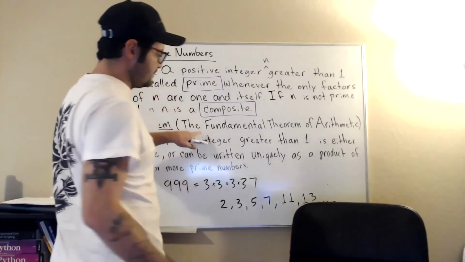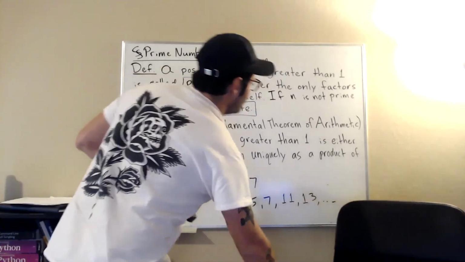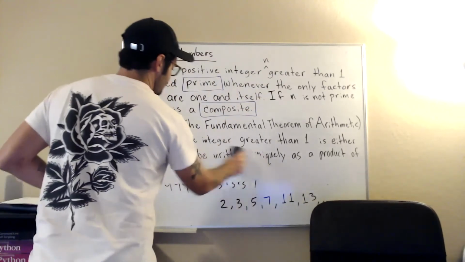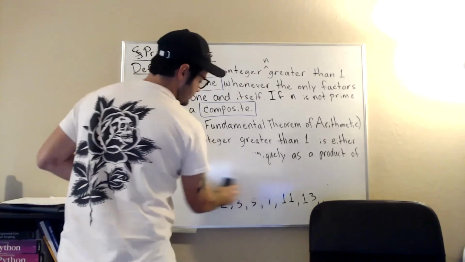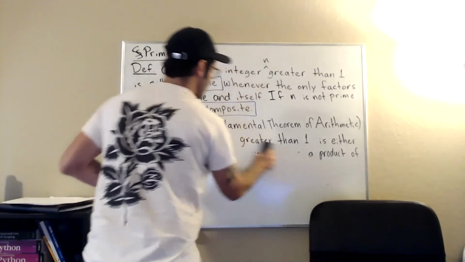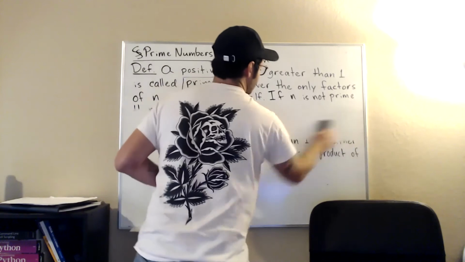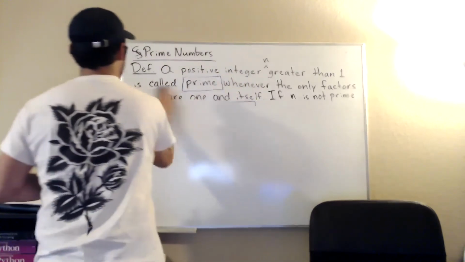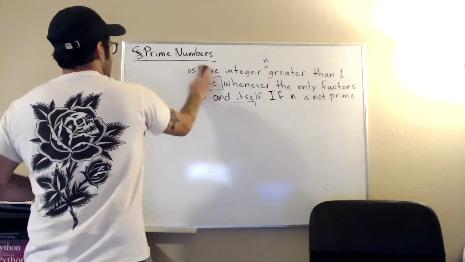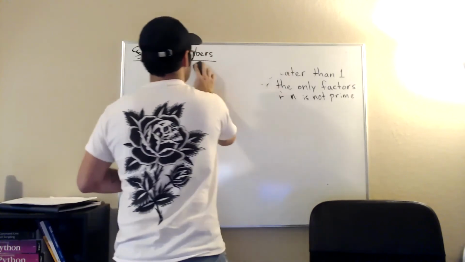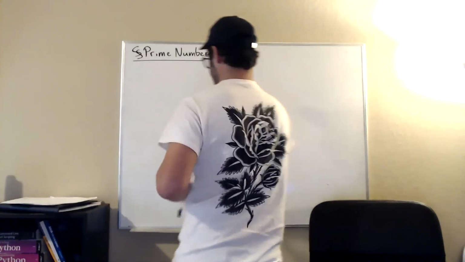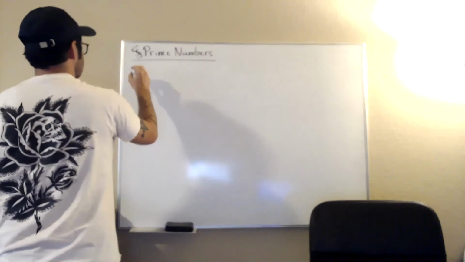So remember the fundamental theorem of arithmetic. Every number is either prime or can be written uniquely as a product of two or more prime numbers. Okay, so here's the theorem.